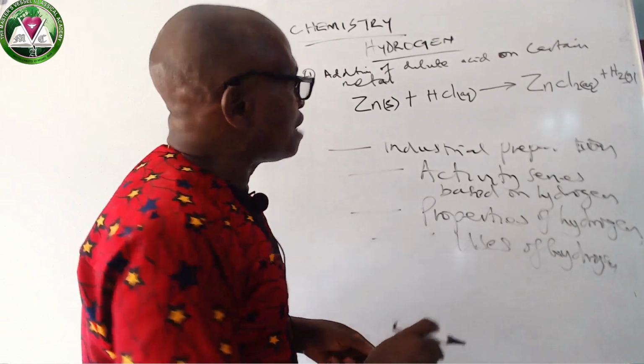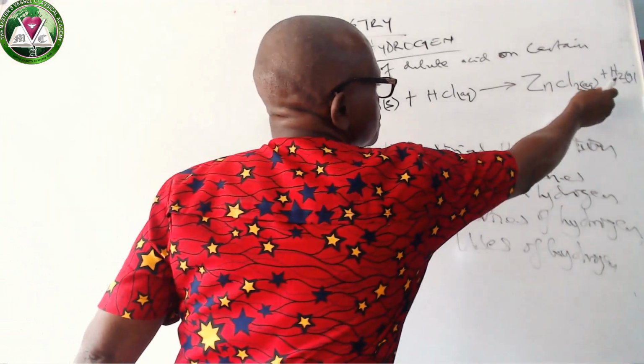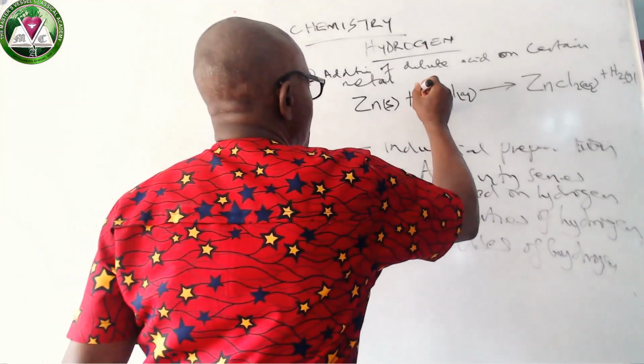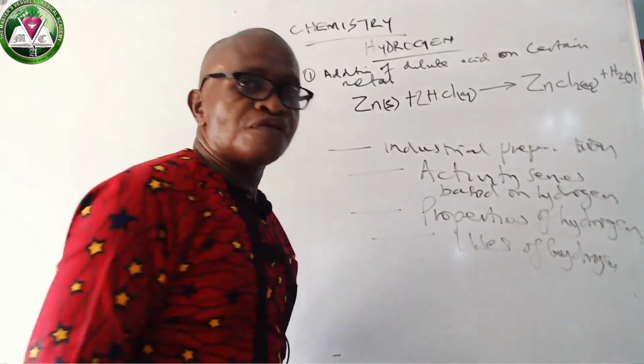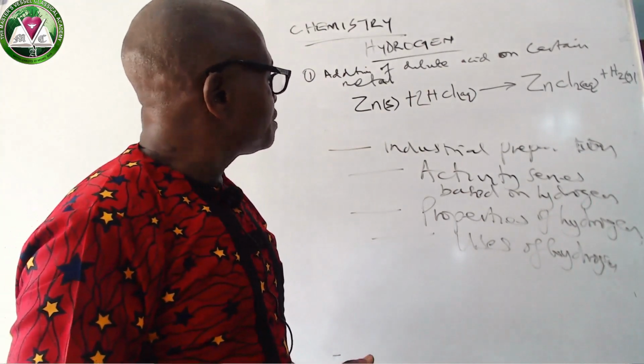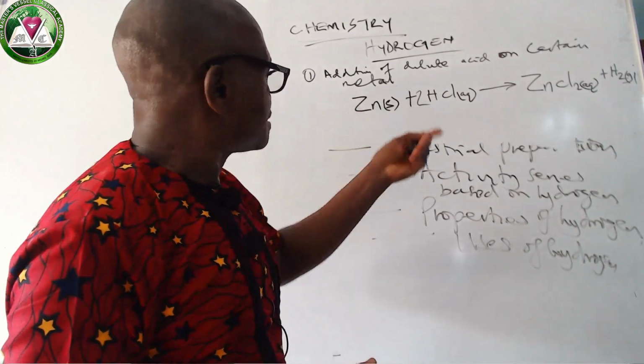If you look here, you see that you have hydrogen, 2 atoms of hydrogen. Therefore, what you do now, you put 2 here to make it 2 moles of hydrochloric acid. When you look at this equation now, you see that it is balanced.